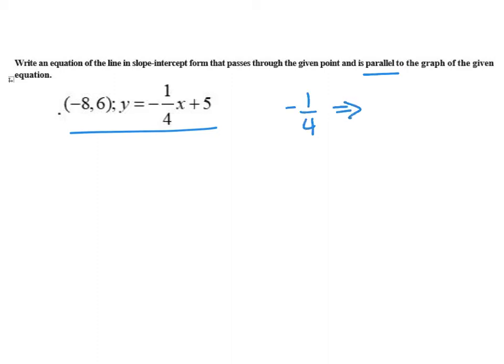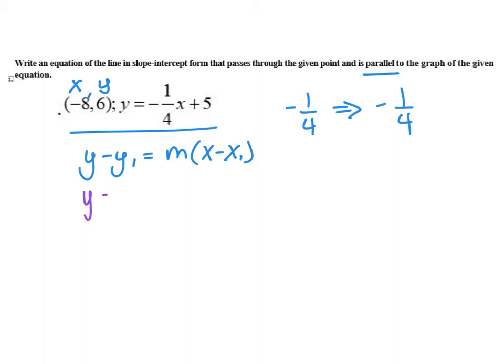That means the new slope also needs to be negative 1/4. I'm just using this little arrow to kind of show that. I also have an x and a y value. So that means I can actually use point slope form to help me create this equation. So I'm going to substitute what I know. So I have y minus 6 equals negative 1/4 times x plus 8. Again, I substitute the x, the y, and then the slope that we need.